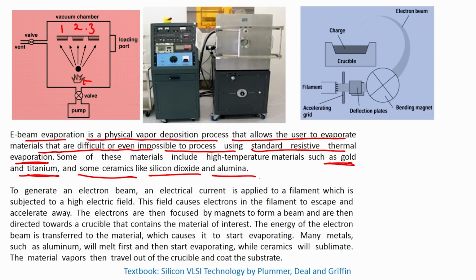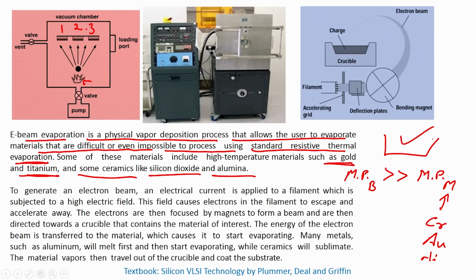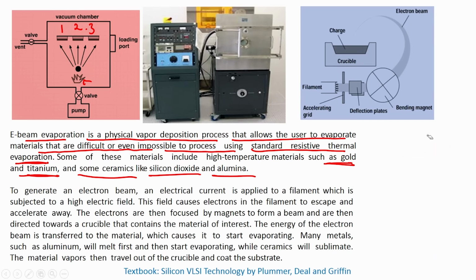But if you find a boat which has a higher melting point, the melting point of the boat is way higher than the melting point of the material, that material can be chrome, that material can be gold, that material can be nickel, that material can be nichrome, right, then I can use thermal evaporator. But in the cases where I cannot find the material of a boat which is greater than the material melting point of the metal, then in that case I cannot use thermal evaporator.